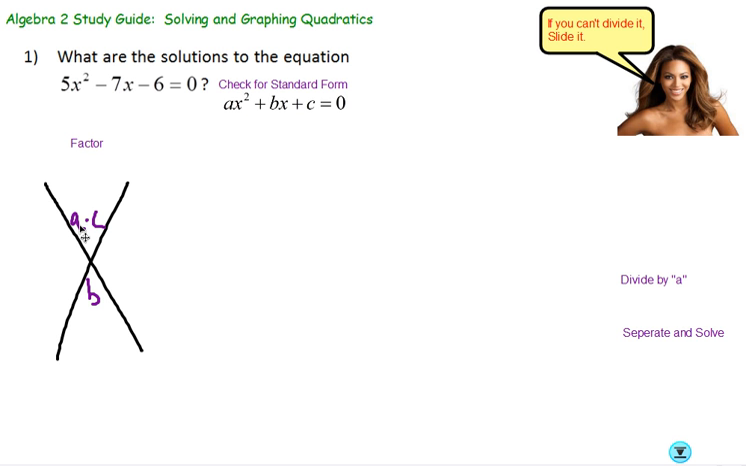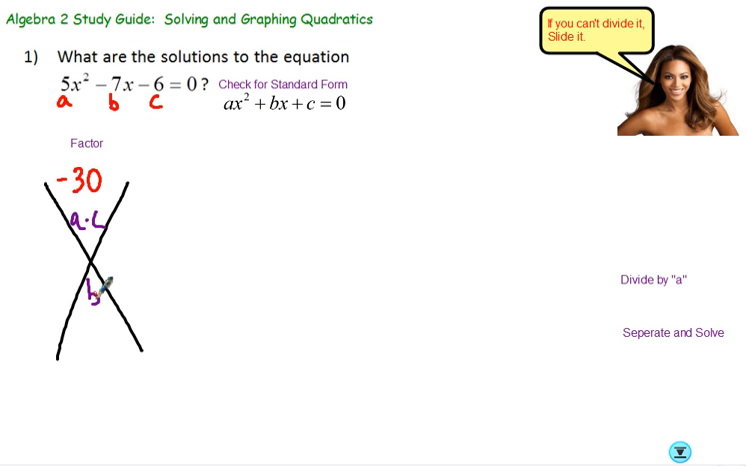Now you see the letters A, C, B, so you're like, what's all of that? Well, remember that in standard form, the A is the number that's in front of the x squared term. So this would be our A. The B is the number that's in front of x, which would be negative 7, and then the C is the last number there, which would be negative 6. So there's our A, B, and our C. So A times C would be 5 times negative 6, which would be a negative 30.